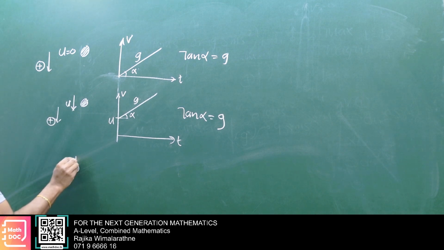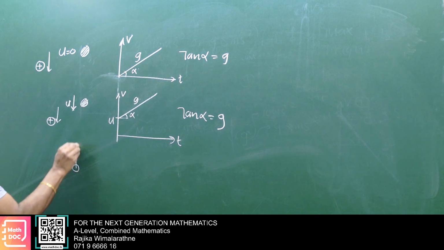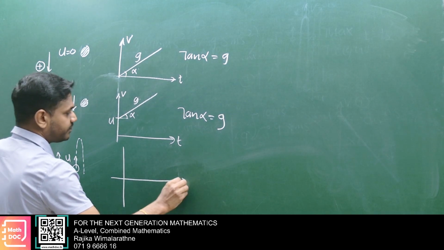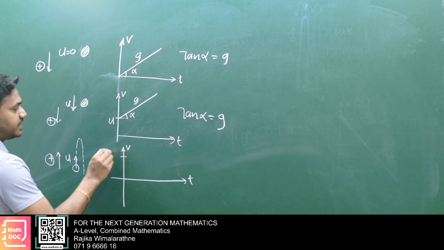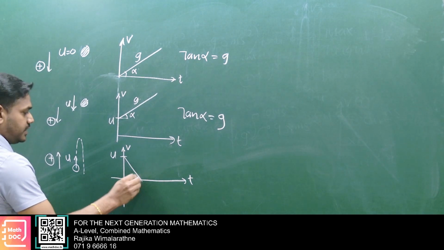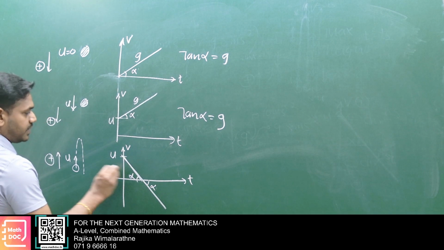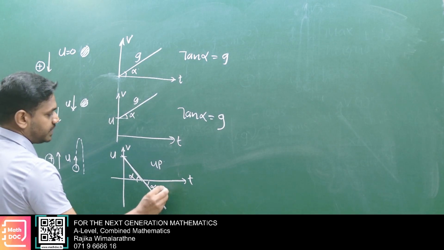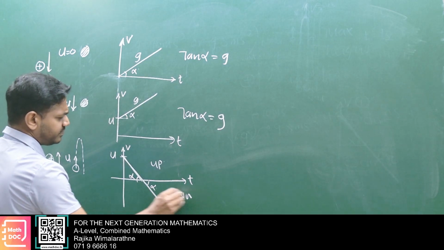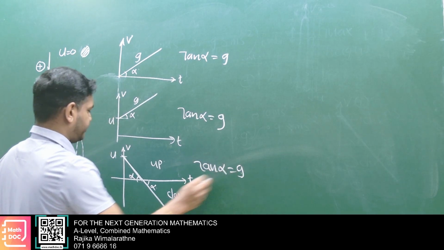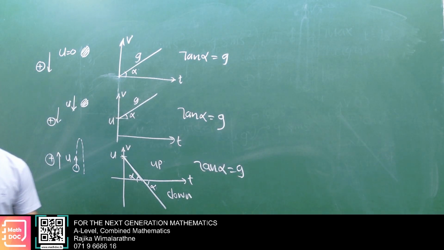You consider upward motion u, it goes like this, take upward positive direction, then corresponding motion, time velocity, initial velocity u, here alpha, here upward, here downward, and tan alpha represents g. Okay, sketch them.